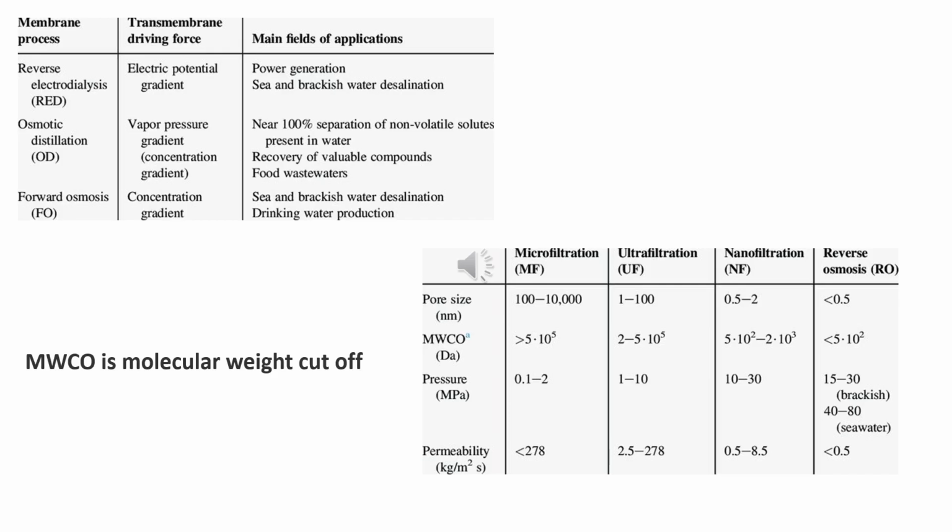It describes the pore size or rejection capability of a membrane. The unit is mentioned here. The unit for MWCO is Dalton, or Da in short. From the table here, we can see that microfiltration has the largest MWCO number, whereas reverse osmosis has the lowest MWCO number.